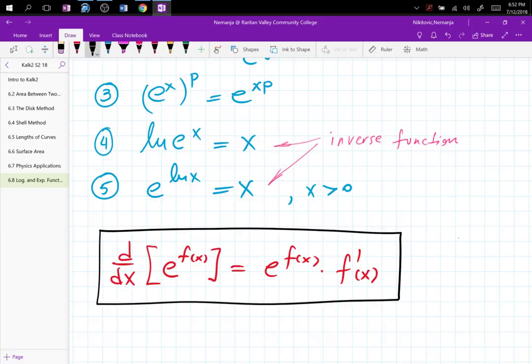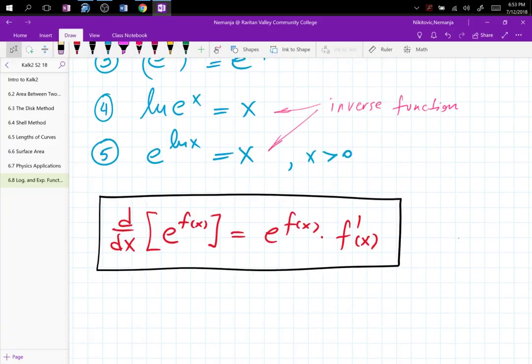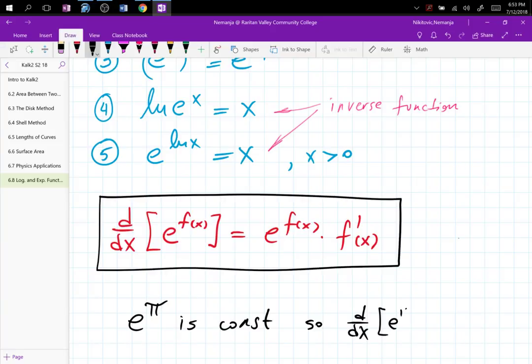And you're done. What is the derivative of e to the pi? E to the pi times the derivative of pi. Zero is a constant, by the way. So, yes, e to the pi is constant. So the derivative of e to the pi is 0.